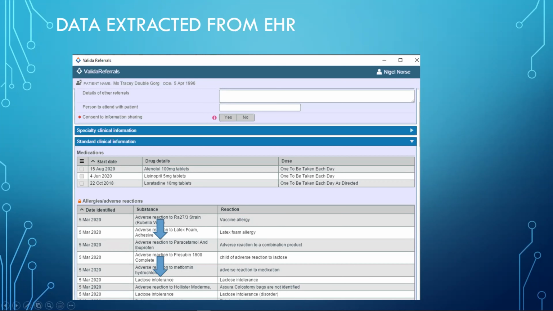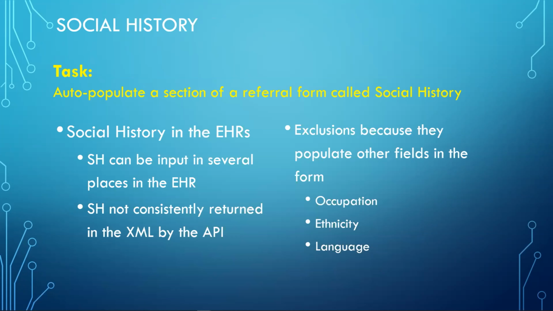The other problem here, as you can see, is combination products. And again, what we were seeing was codes coming through which actually identified the first constituent in the combination, but ignored the fact that it was a combination and the allergy might be to the other constituent. So again, that required some negotiation with the primary system vendors in order to get the APIs updated. Another use case was population of social history. We want to auto-populate the social history in this referral, and how do we go about doing it?